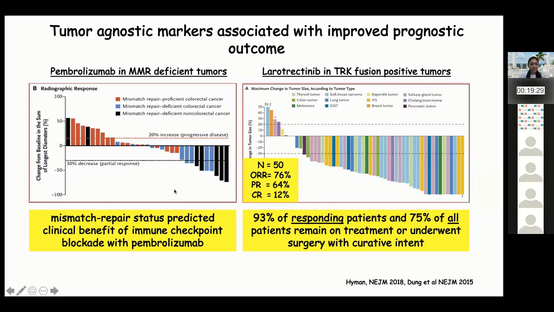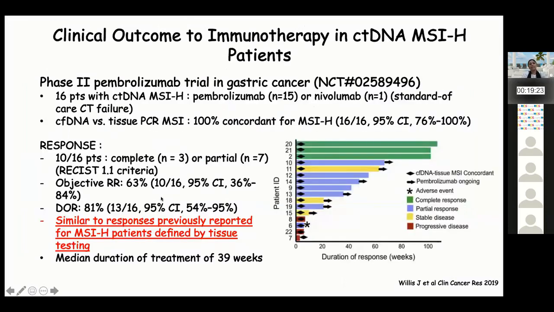Now, can we actually test for this in a patient where we only want to do a liquid biopsy? This was an interesting phase 2 trial that looked at the correlation of ctDNA as well as tissue in terms of determining MSI high disease. There were 16 patients with ctDNA who had gastric cancer with MSI high disease, and there was almost 100% concordance with tissue-based MSI testing. So again, an alternative to actually testing for that MSI status in your patients who've got metastatic disease.